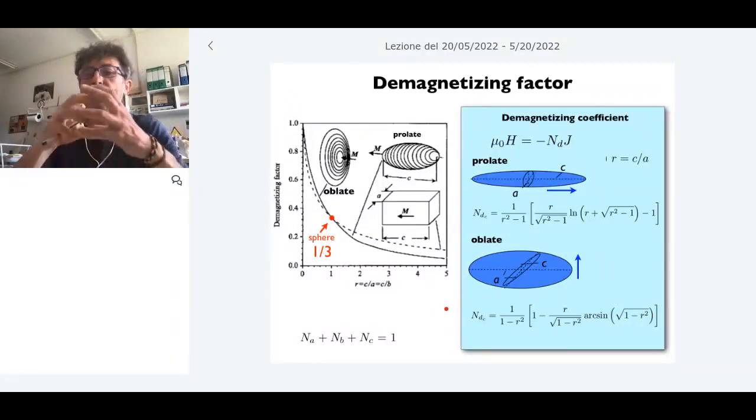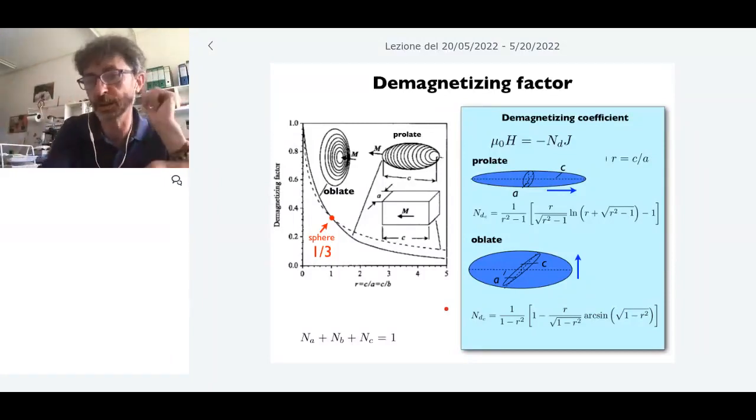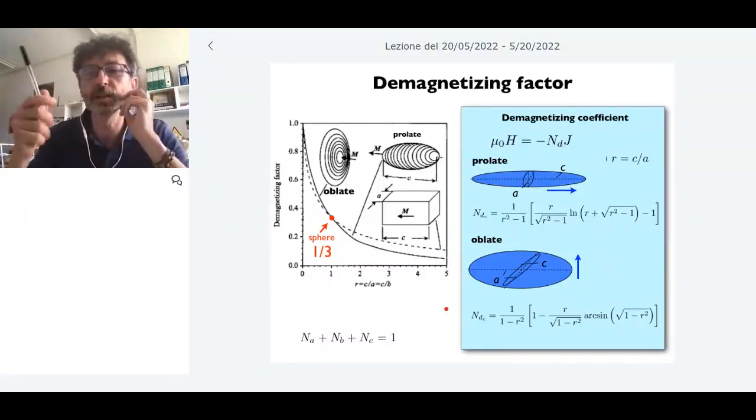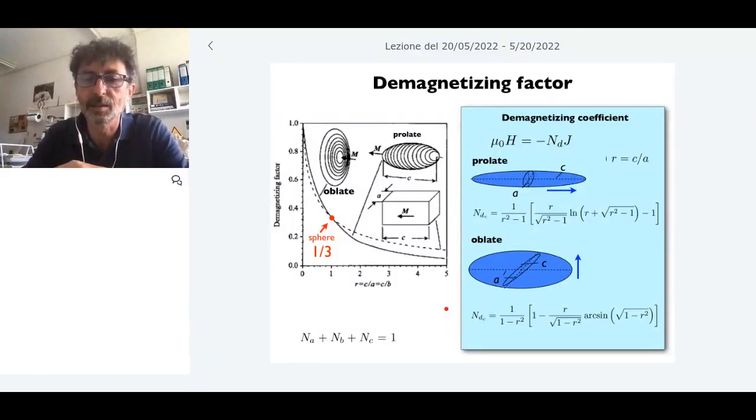You have an ellipsoid, which is long. So imagine a compass needle. And the magnetization is constrained to be in the same direction. Constraint means we artificially set it like this. What will be the magnetizing coefficient? You can compute it and you find analytical formulas for this in the case of an ellipsoid. The more prolate it is, the more the magnetizing coefficient will tend to 0.